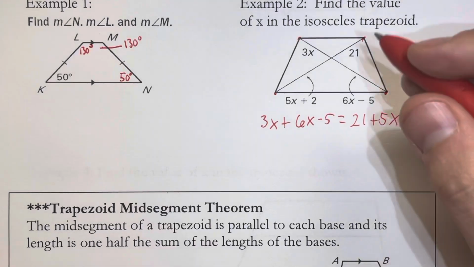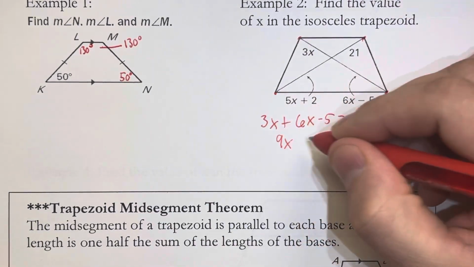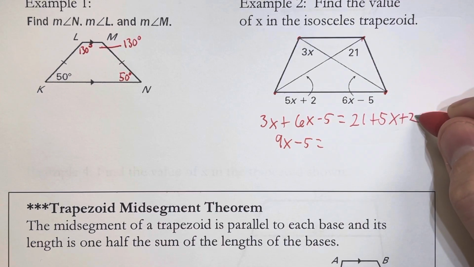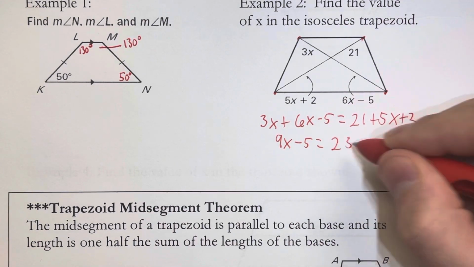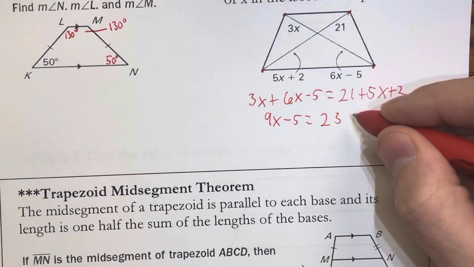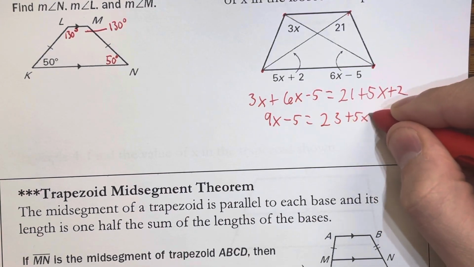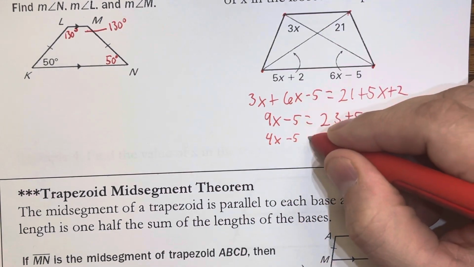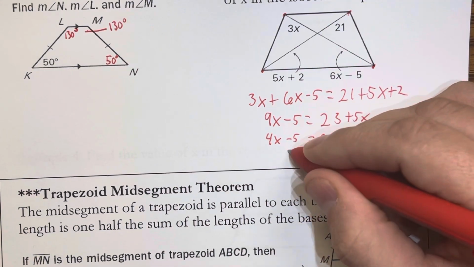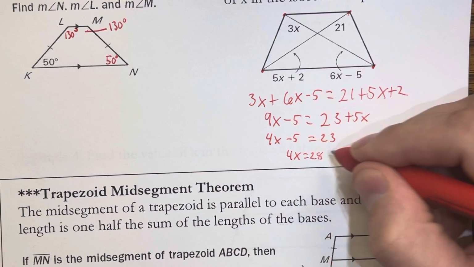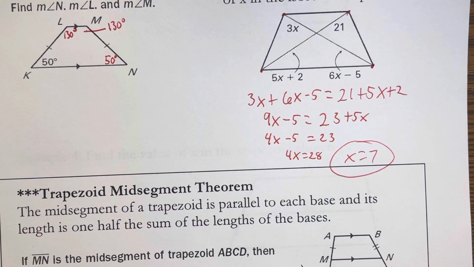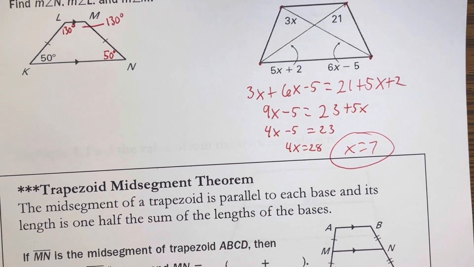Let's find out. So 9x minus 5 equals 23 plus 5x, combined like terms. Bring our x over. 4x minus 5 equals 23. Add 5, 4x equals 28, and x is indeed equal to 7. So my intuition was correct, but I didn't know that for sure.